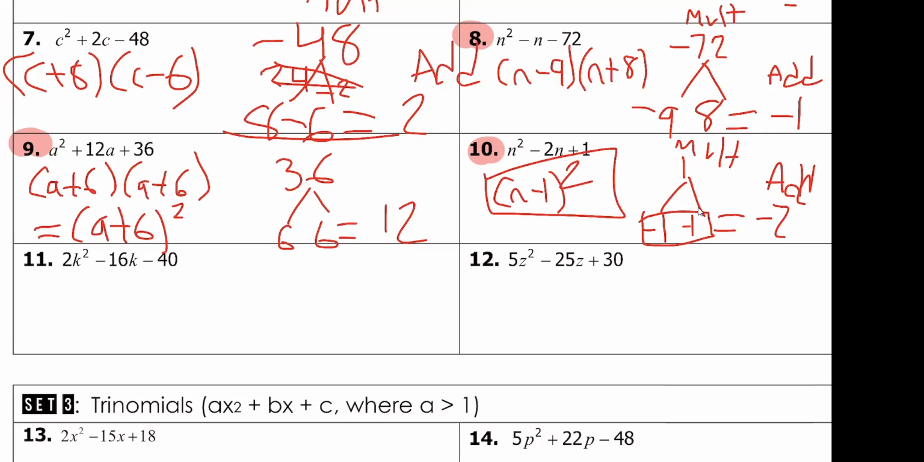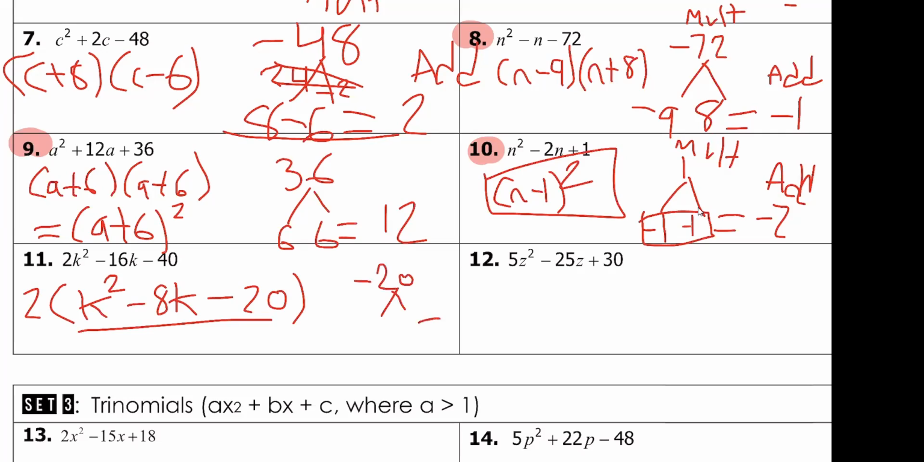Okay, 11 and 12, same idea, except, like I said, you always want to look for a GCF. If you look at number 11, you could pull out a 2 from each one of these terms. So this would really be 2 parentheses k squared minus 8k minus 20. Then this is something you can factor like we just did. What would multiply to -20 and add up to -8, just because we're really low on time? It would be -10 and +2. So this would be 2 times k minus 10 times k plus 2.